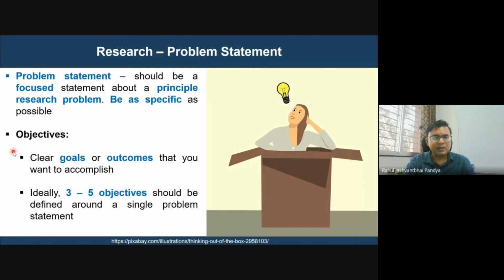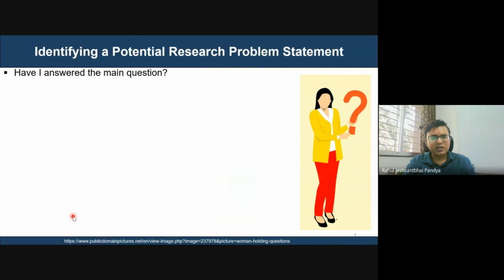Generally the objectives would be 3 to 5 objectives defined around a single problem statement. So once we have identified one problem statement, there should be 3 to 5 objectives that we have to accomplish, right? So identifying the potential research problem statement, again, there is a list of questions to filter out and to shape the research problem statement.